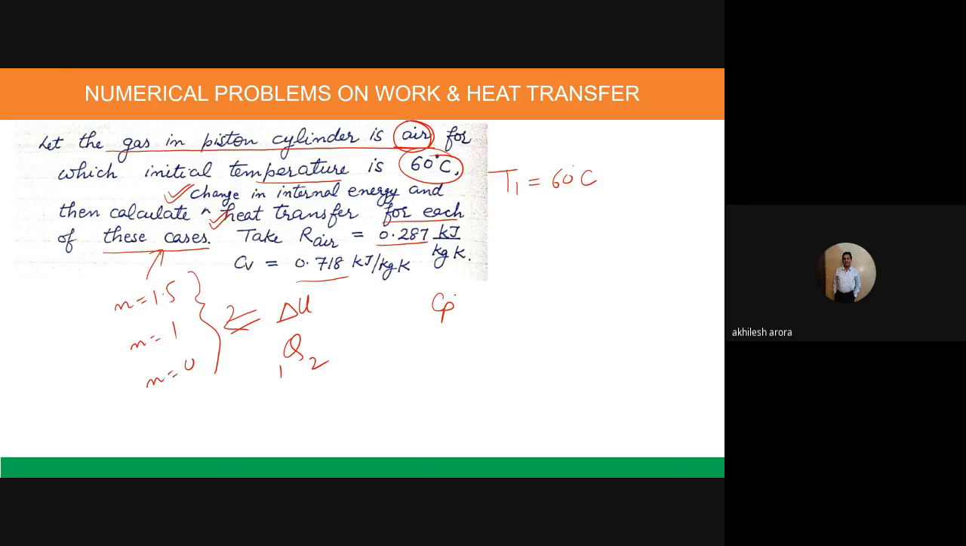And if we want to calculate the value of Cp, then we know that Cp minus Cv is equal to R, and Cp is equal to R plus Cv. So the value of Cp will come out to be 1.005 kilojoules per kg Kelvin. So that means this data is already given to me.